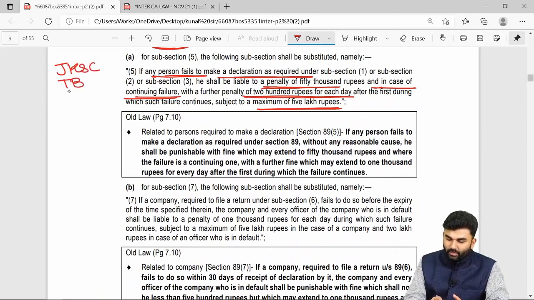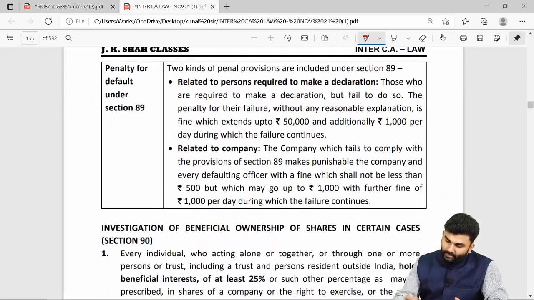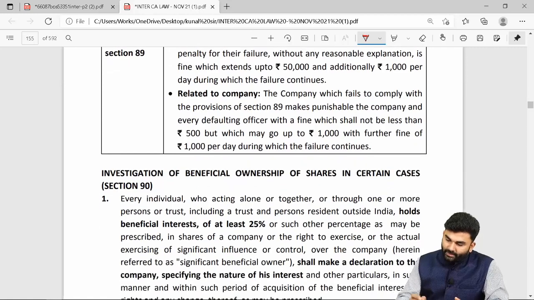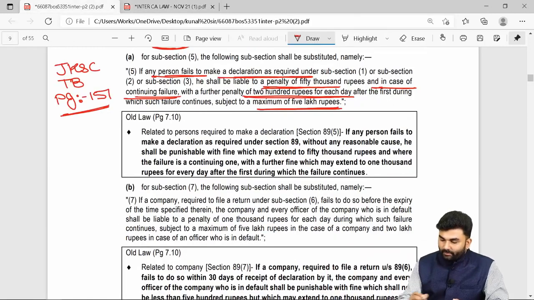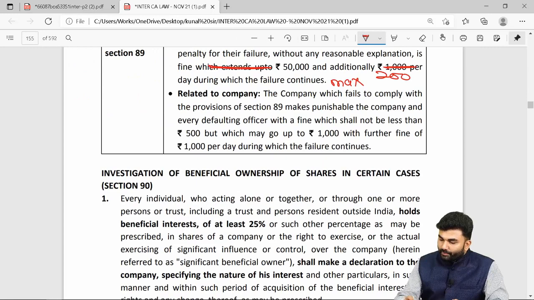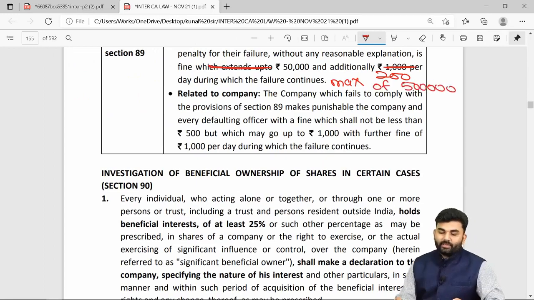JKSIS textbook page number 151. Okay. Over here, the flat penalty is 50,000 rupees. Additionally, it is 200 rupees per day, subject to a maximum of rupees 5 lakh.